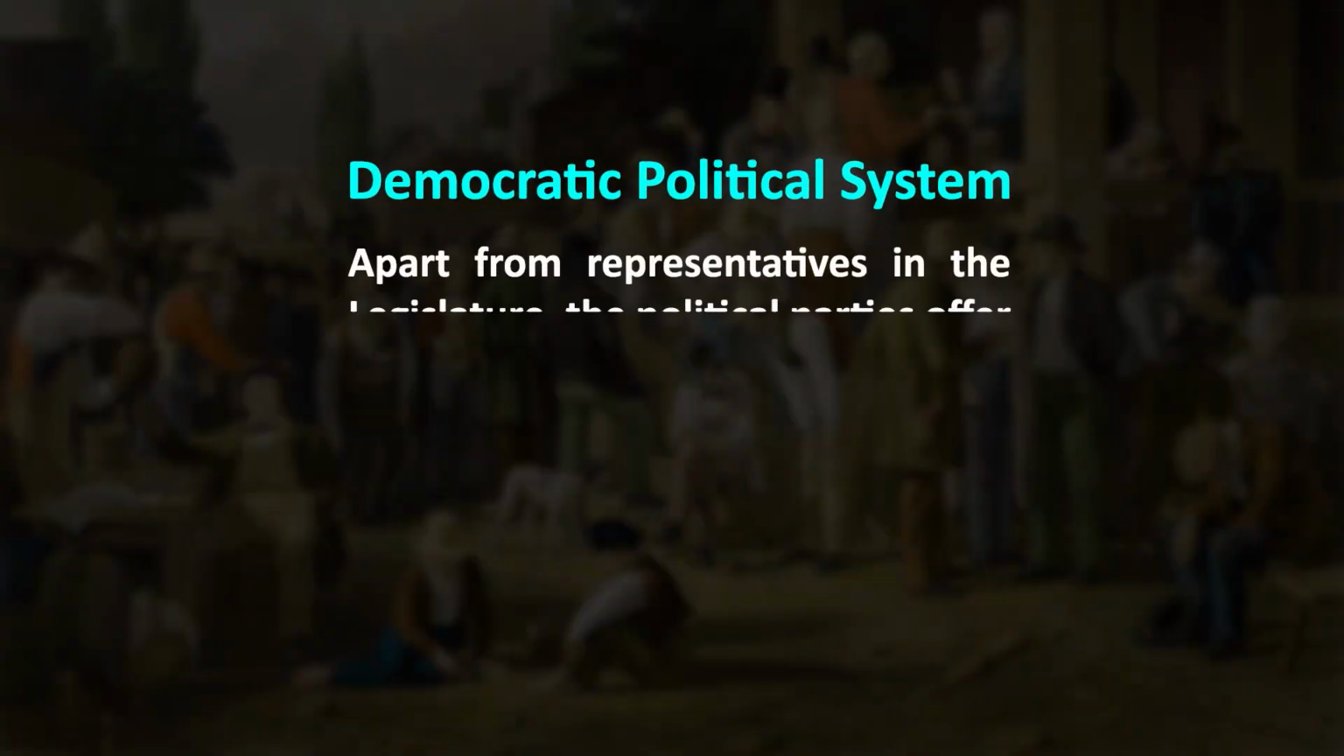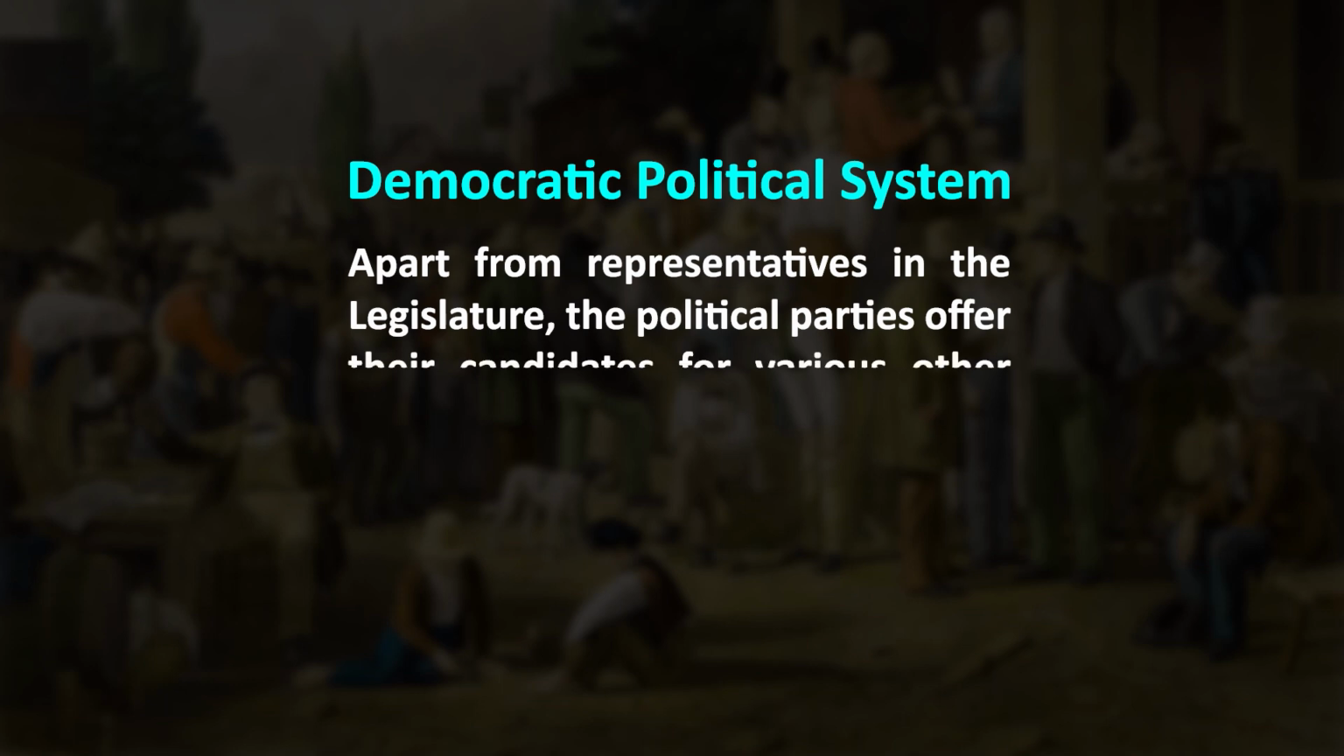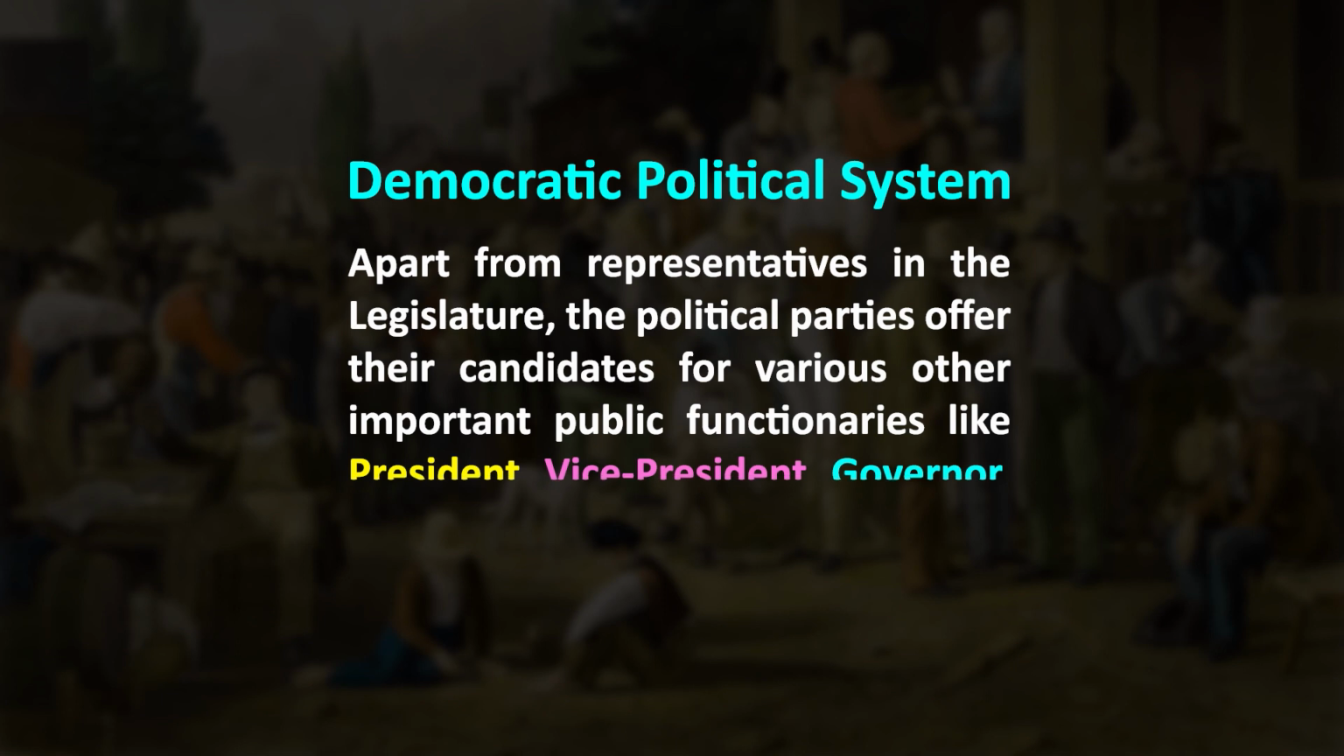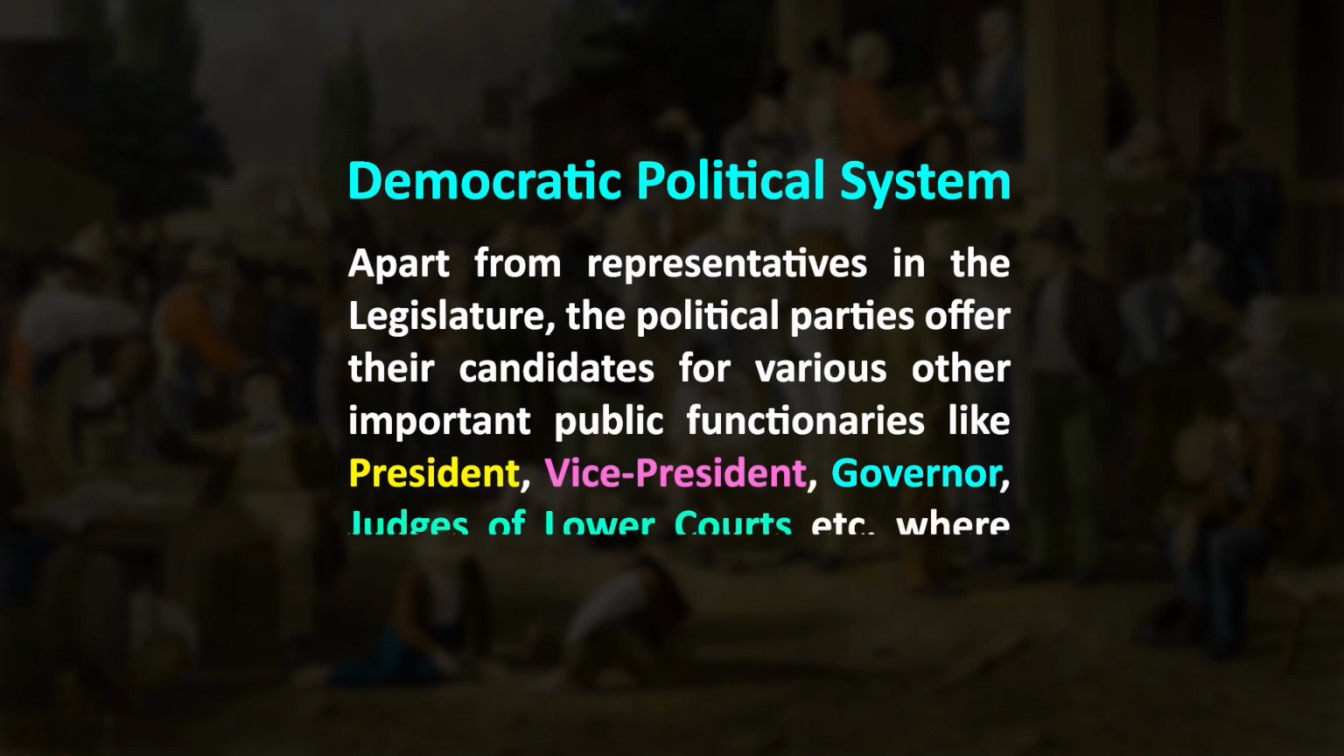In a democratic political system, apart from representatives in the legislature, the political parties offer their candidates for various other important public functionaries like president, vice president, governor, judges of lower court, etc., where they are to be elected.